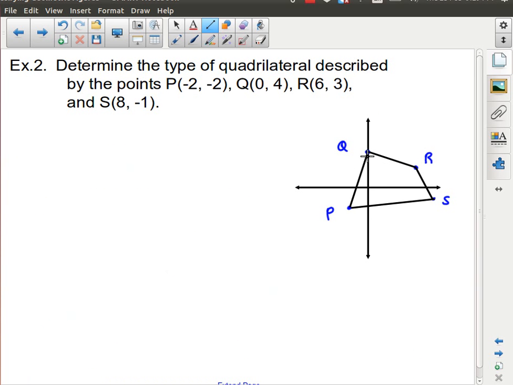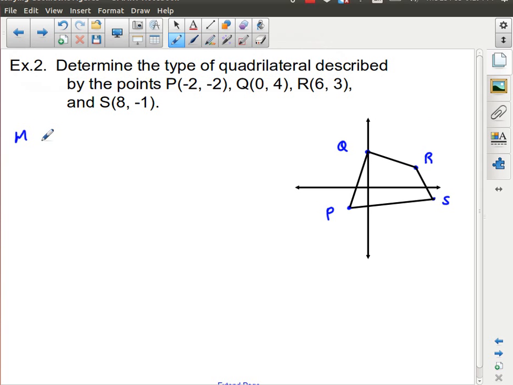But in order to classify this, what I can do is figure out slopes of the lines involved. I can figure out the distances between the various points and see whether or not it meets any of my definitions for parallelogram, rectangle, rhombus, or square. Okay, so we've got some work to do here. Let's start with the slopes.